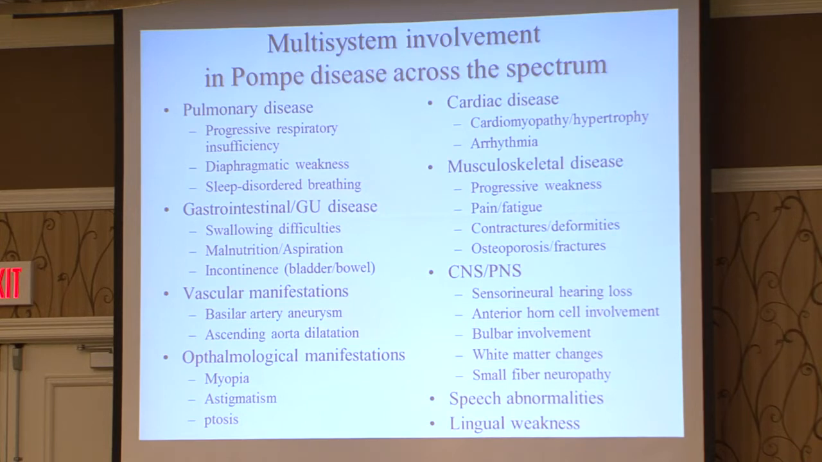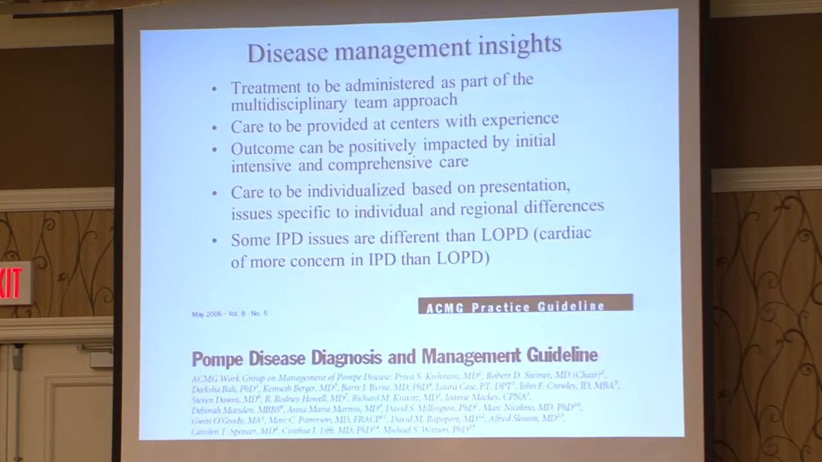So we have pulmonary challenges, which you heard from Dr. Bach. There are gastrointestinal issues. There are vascular features of the disease. There could be eye manifestations, cardiac disease, and of course the muscle disease as we understand it. There was some discussion about the central nervous system and peripheral nervous system involvement. We know that some of our children have speech challenges, that they have hypernasality, and then we're recognizing even tongue weakness.